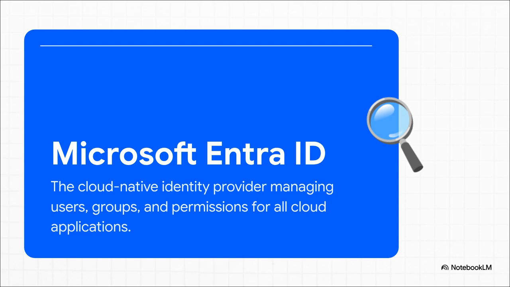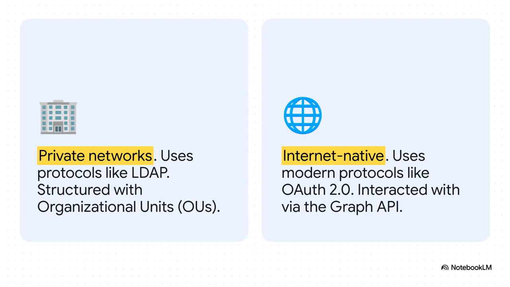It manages everybody. And what's so fascinating here is the total shift in philosophy. The old way, on-premises Active Directory, was built for a castle with a moat, a private internal network. But Entra ID, it's built for the open internet. It speaks the language of the cloud, using modern protocols and APIs to connect to everything, everywhere. This is way more than just a name change. It's a completely different way of thinking for a world where people work from anywhere.